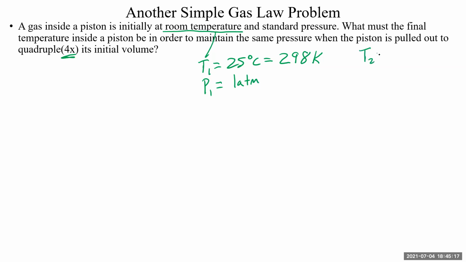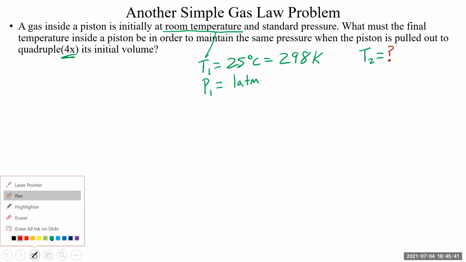Okay, so T2 is what we're trying to figure out because it's asking what. If we knew, it would say it is, but it's saying what. Inside of a piston, what must the final temperature inside a piston be in order to maintain the same pressure when the piston is pulled out to quadruple its initial volume? Okay. So there's a lot going on here.